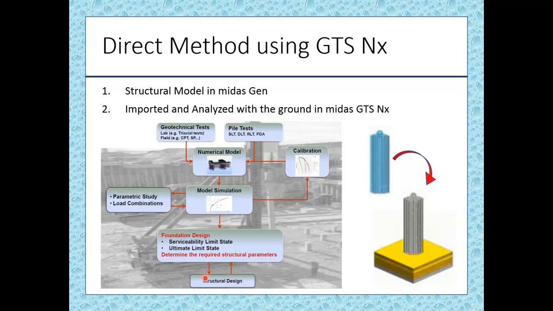If there is any change in the structural model, then this entire procedure is repeated. We are again going to be modifying the numerical model and simulating it correctly, and then go ahead with getting the accurate results as required for economical design. So that's the direct method using GTS NX.